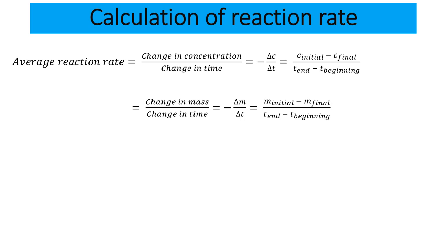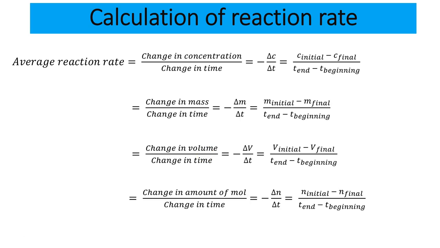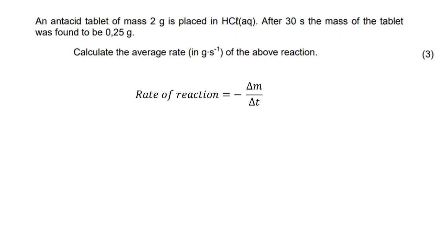We can also have a change in mass over the change in time, which we calculate in the same way, as well as the change in volume over the change in time. Usually, these sums are about 3 marks. Usually 1 mark for the equation, 1 mark for the substitution, and 1 mark for the answer. Okay, and I can also have a change in moles divided by the change in time.